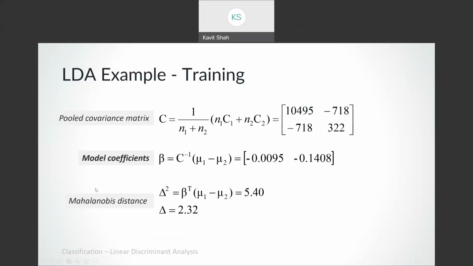And we could also compute the Mahalanobis distance by using the formula before, which comes out 2.32. So LDA is quite useful in this example, because we got the Mahalanobis distance as 2.32. So we could say that it fairly effectively classifies the data set into the two classes without much overlap.